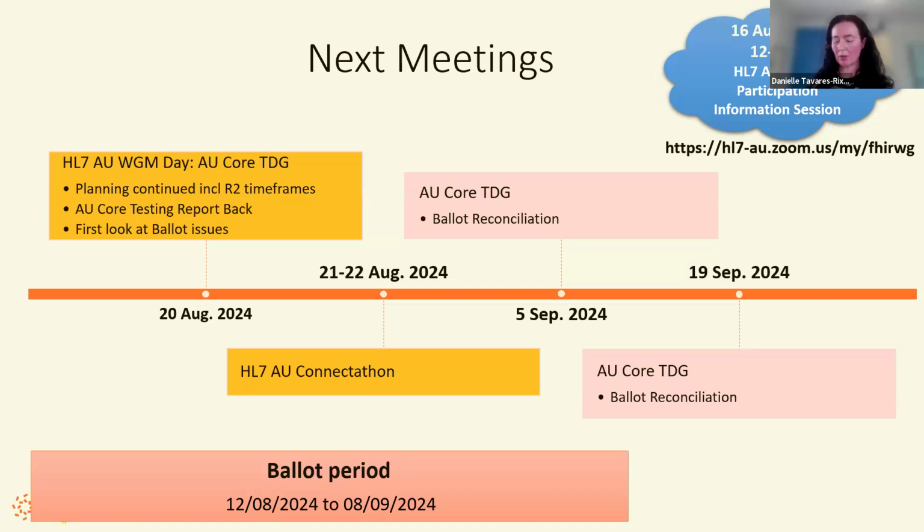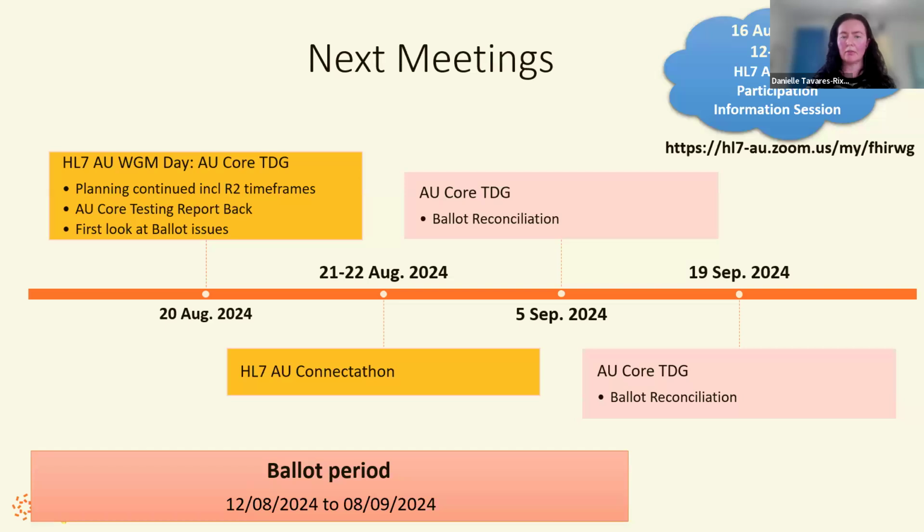So that's 16th of August, which is Friday. I think that's next Friday, 12 to 1. There's the link there. Everyone is welcome to go along if you're curious. How does it all work? What does it look like in JIRA? But I don't think any specific invites will come out to folks.